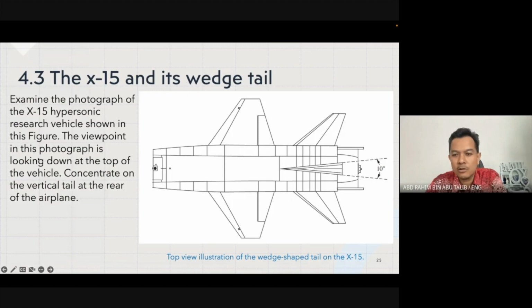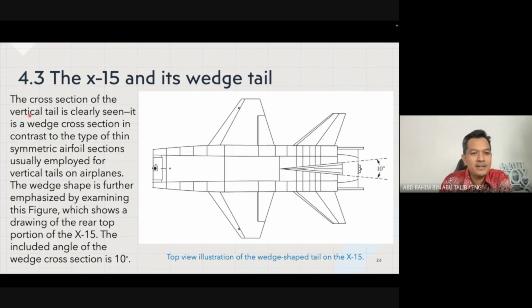the viewpoint in this photograph is looking down at the top of the vehicle, and we would like to concentrate on the vertical tail at the rear end of the airplane, right? Imagine you look from the top, there is a wedge type of structure, which is actually the vertical tail at the rear end of the plane. So this is the front end, this is the rear end, this is the wing, this is the horizontal stabilizer, and this is the vertical tail that we are talking about. All right, I hope you can visualize the situation there.